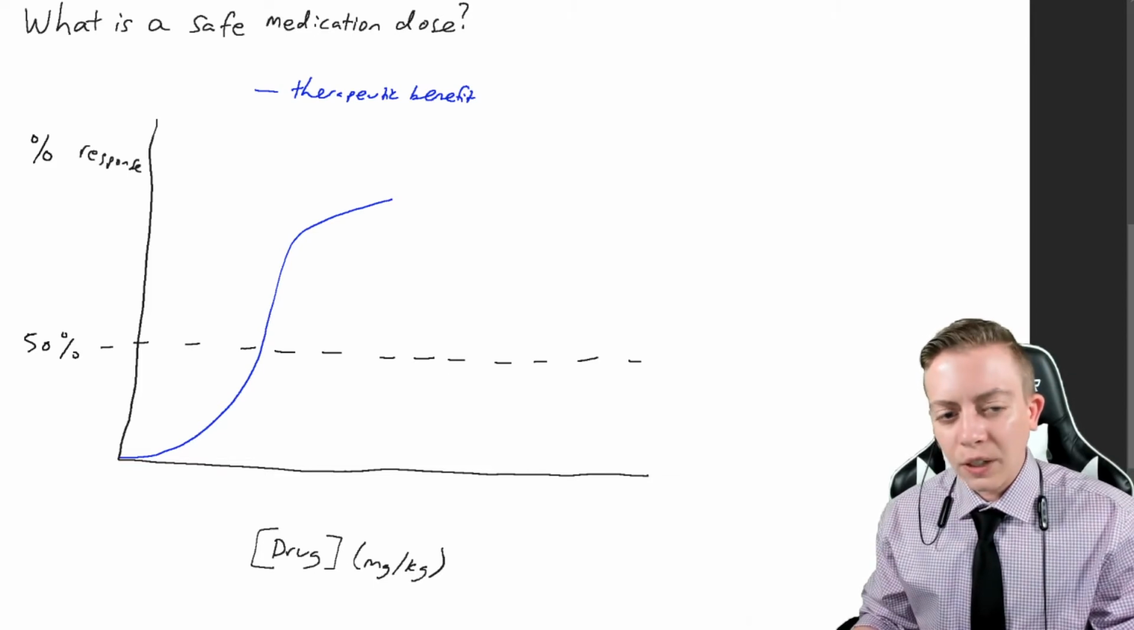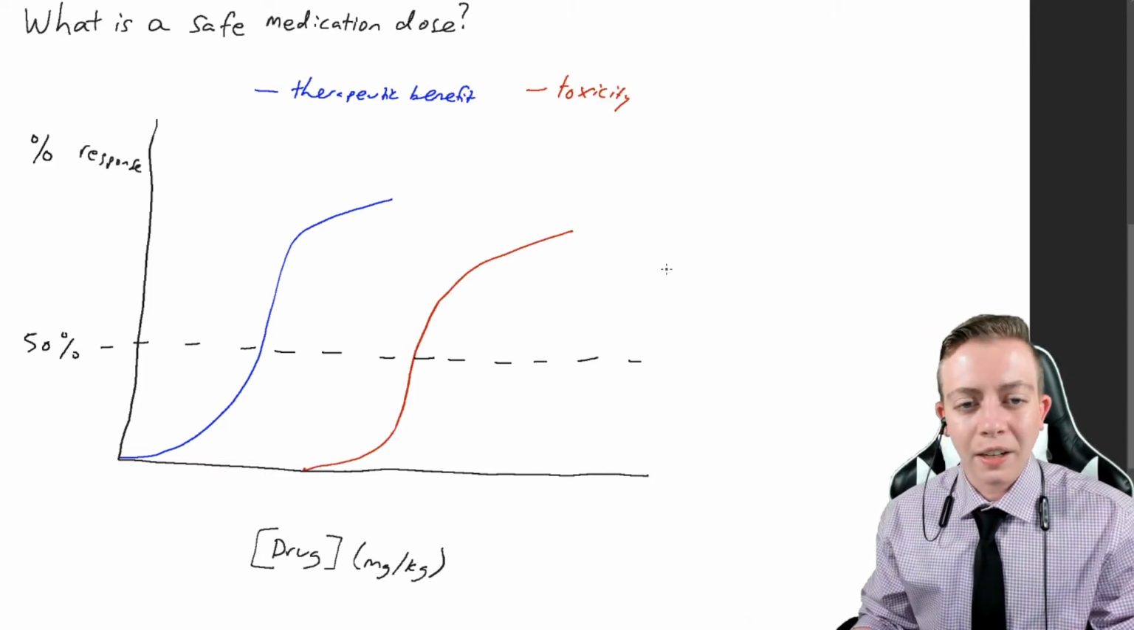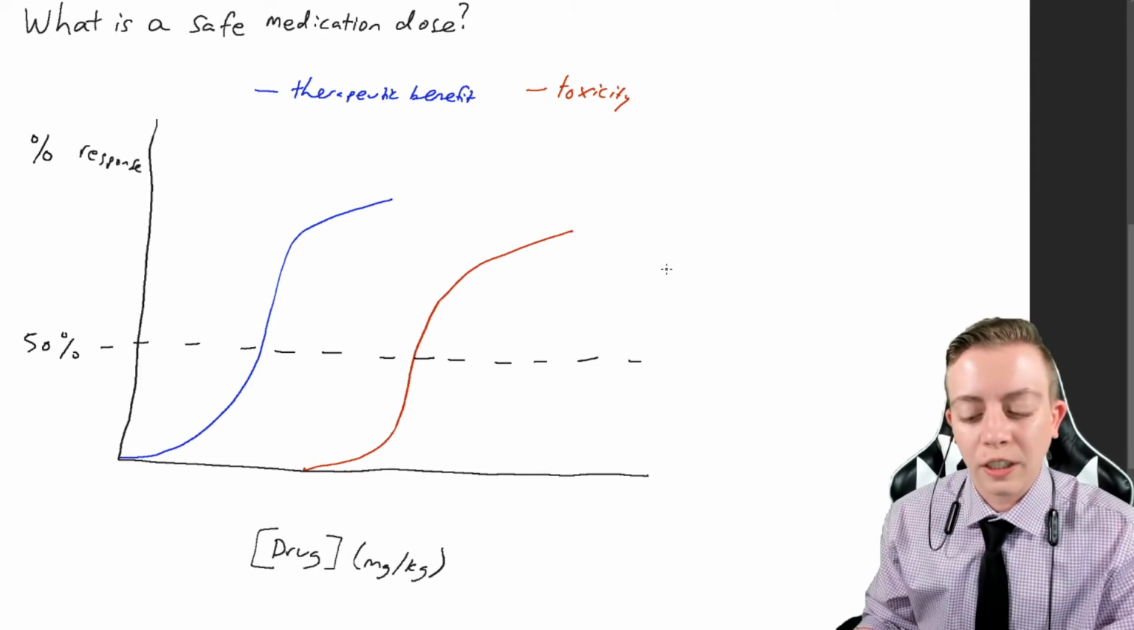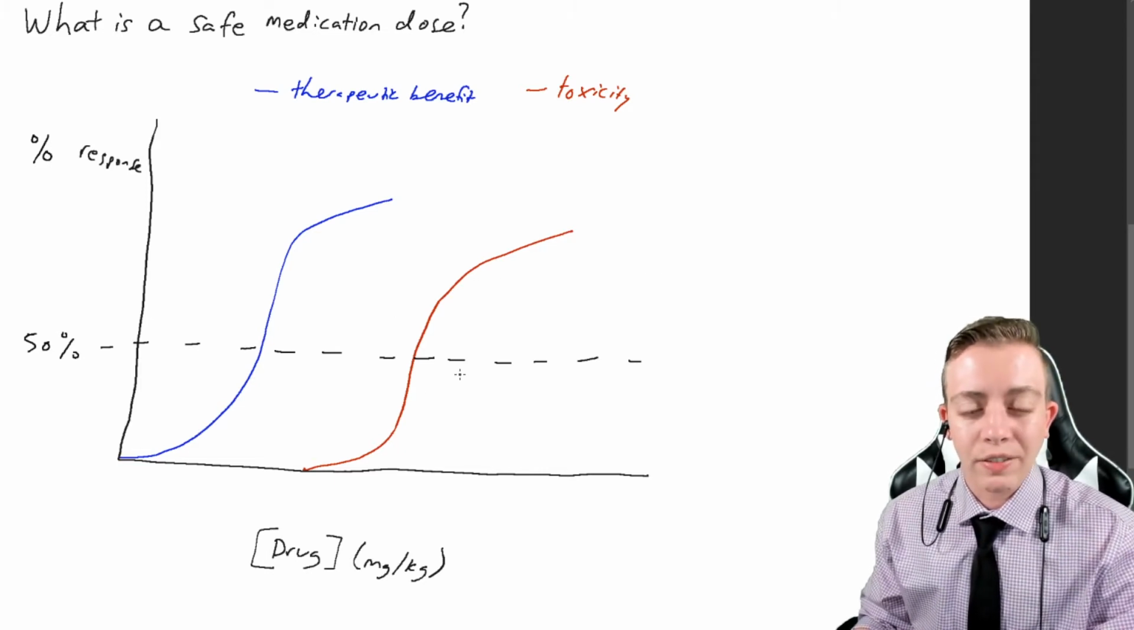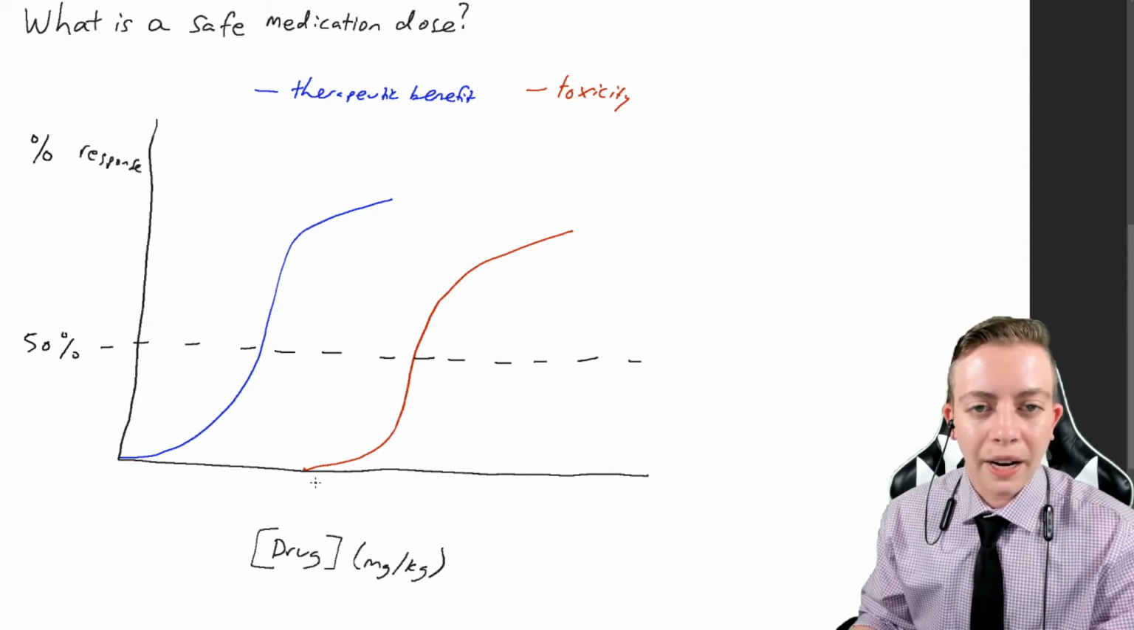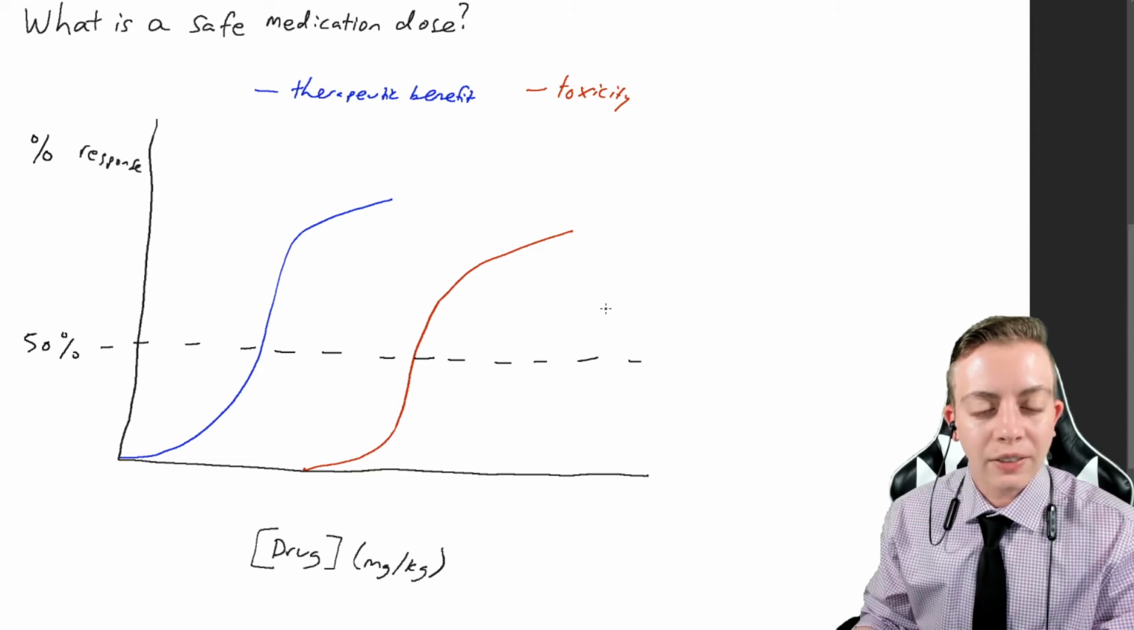And so the next thing we're going to add to this graph is toxicity. There are certain ranges of concentrations that will cause toxicity or adverse effects. And you can see by this red graph, it has the same sigmoid curve shape, where a lower dose is going to have toxicity in fewer people. As you increase the dose, you're going to get toxicity in more people. But notice that these graphs overlap a little bit, and we're going to talk about that.